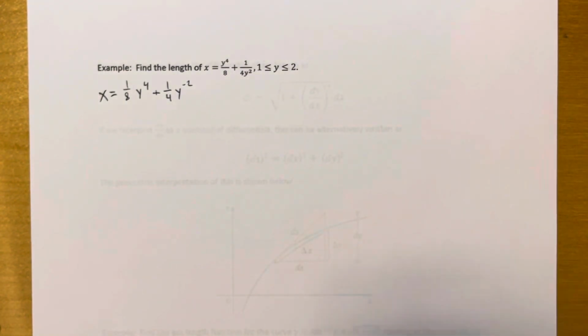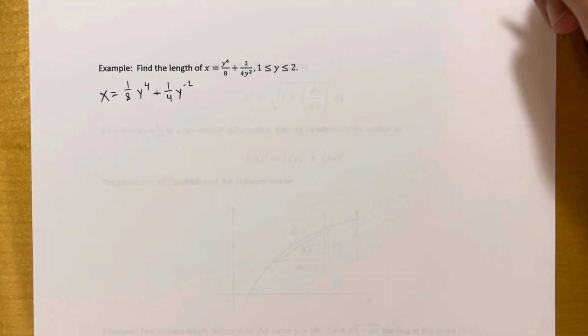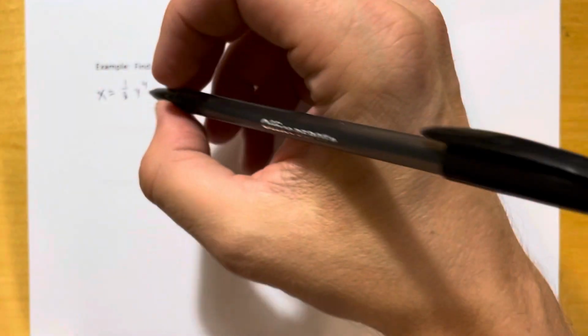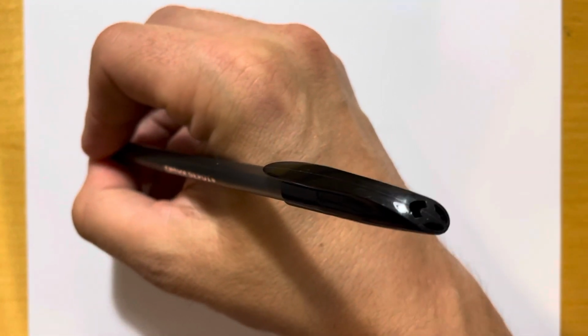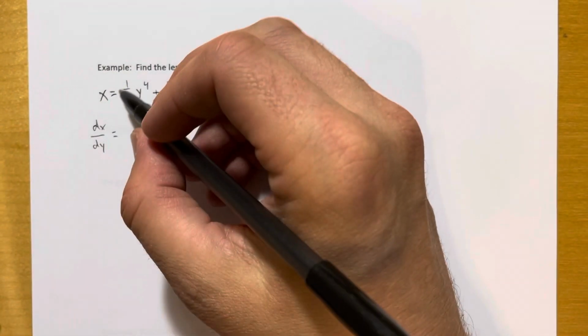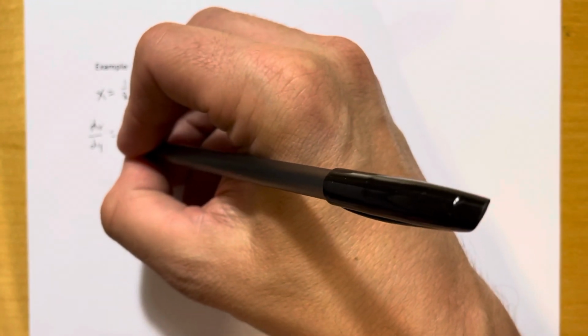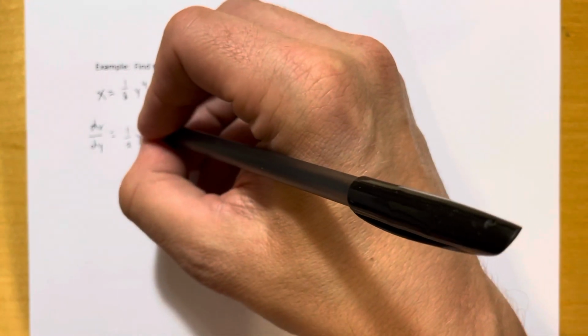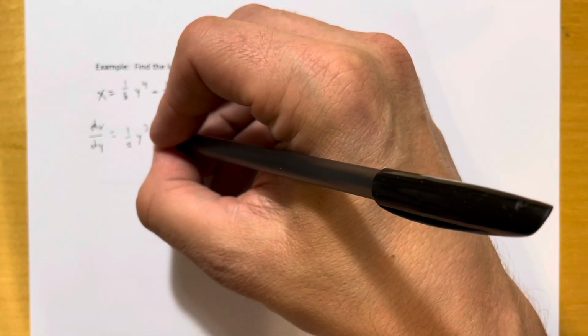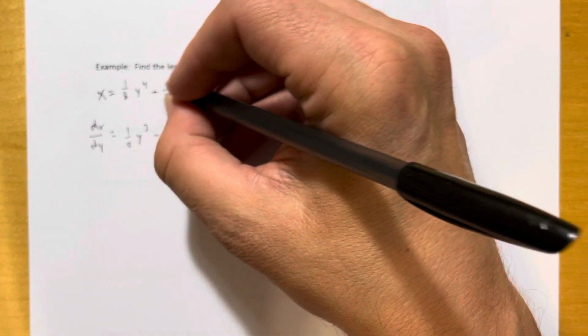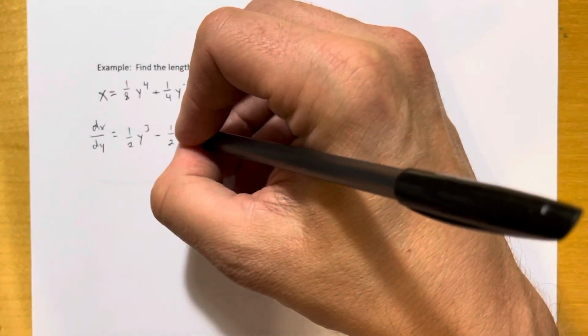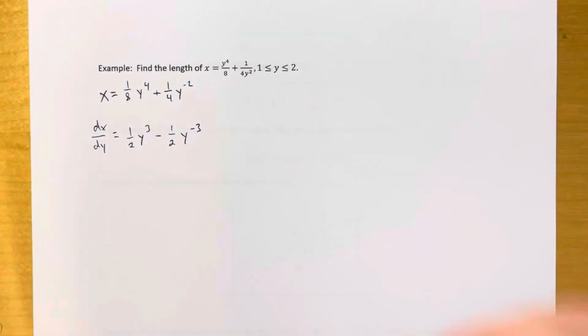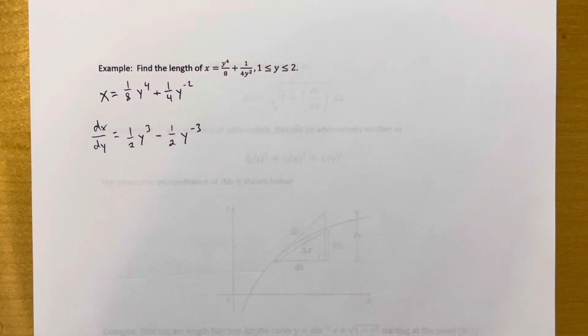Okay, so using that formula on the previous page, we know that it's dx/dy that we need. So I have to take a derivative of this before I can go any further. This is going to give me 1/2 y cubed, and this will give me negative 1/2 y to the negative 3rd power there. Okay, so that's just the derivative.